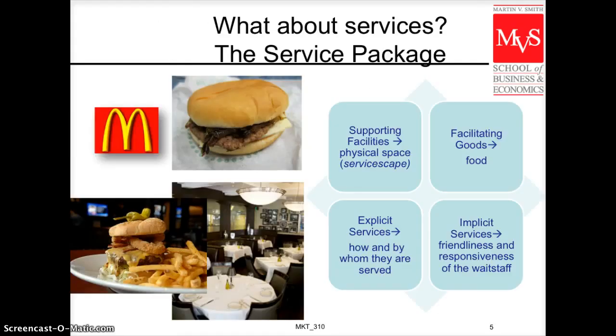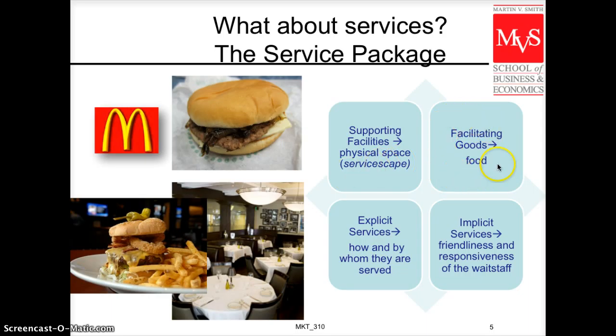So if we move from this idea within the actual product into the service, what we call the service package, how does this concept apply to a service experience? And I give you the example of a restaurant. In a restaurant, as a good example of a service offering, we're going to be checking the supporting facilities, the physical space, and I hope you're connecting this with the atmospherics and the work of Paco Underhill in retail stores.